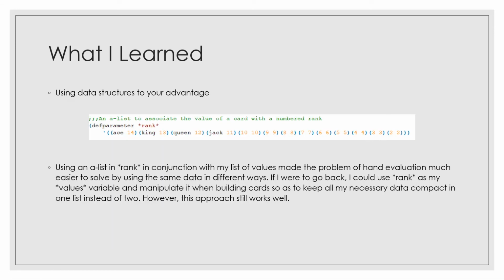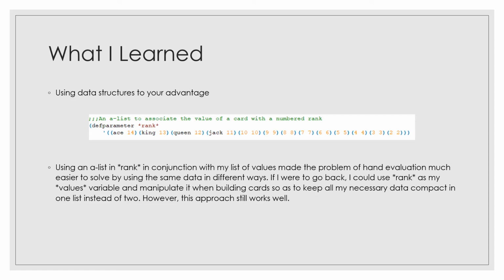I also learned to use data structures to my advantage. I was very stuck on the idea that I need to have just one list for the values of the cards and one list for the suits of the cards, but when I was looking online for some help and seeing what other people had done in similar situations, I found it very useful to use an A-list here in the form of rank. And so using that in conjunction with the values made it easier, from a UI perspective, to make things look pretty when displaying the information on the screen. But also how to utilize data structures more effectively.